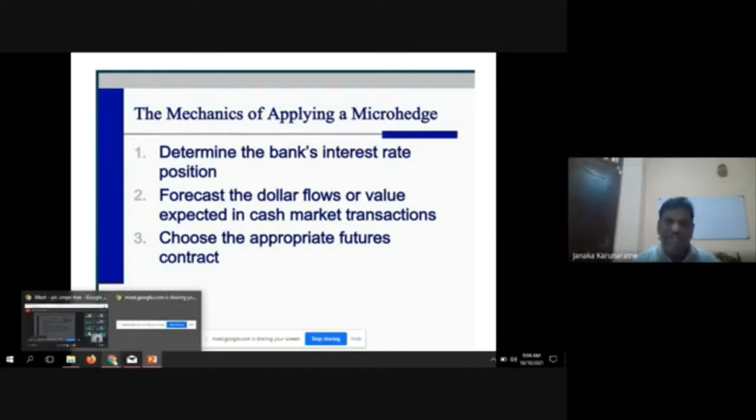You have a position right now in your balance sheet. So your risk is interest rate rising, value drops. Okay. Then you short a contract. Short a futures contract. You have to find in the market a short futures contract which meets your requirement.